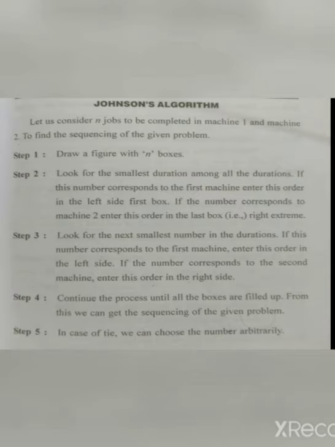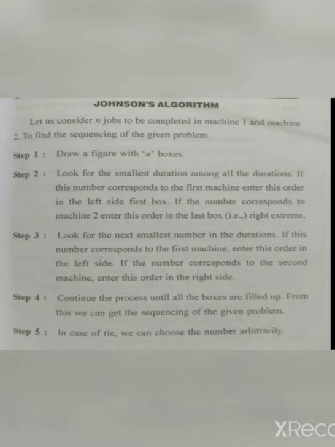So we are going for the first topic, that is processing of n jobs by 2 machines. For this we have one algorithm that is called Johnson's algorithm. Let us consider n jobs to be completed on machine 1 and machine 2 to find the sequencing of the given problem. So here we have to come with the process of the job. Suppose we have jobs 1, 2, 3, 4, 5, we have to convert the order. It should be 2, 3, 4 and 1, or 2, 3, 1, 4, 5. It should vary. So first you have to find out that order.